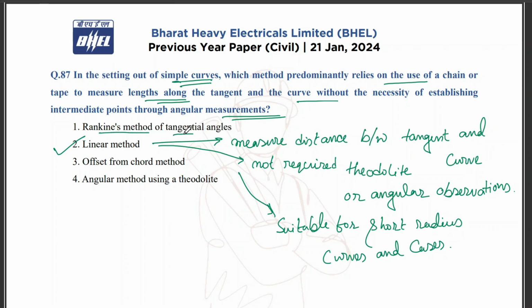Rankine's method of tangential angles uses a theodolite and angular measurement. The offset from chord method uses perpendicular offsets from a chord to define curve points. And the angular method using a theodolite relies on precise angular observation rather than direct linear measurements.